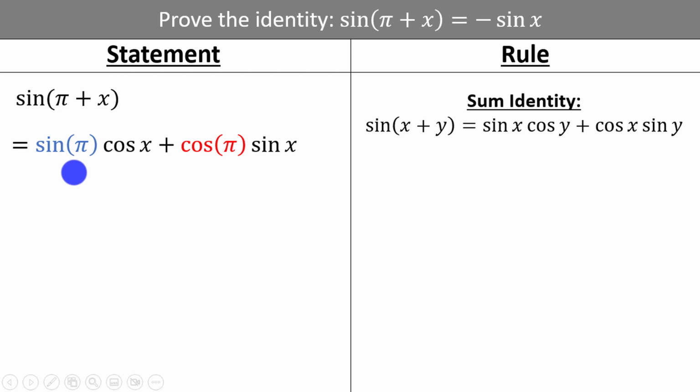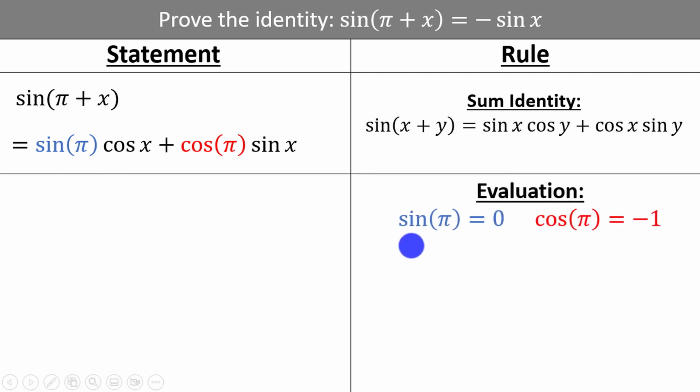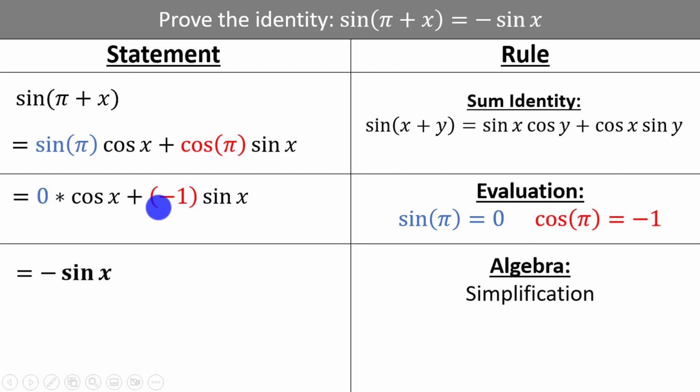At the angle pi on the unit circle, the y-coordinate, or sine, is equal to 0, and the x-coordinate, or cosine, is equal to negative 1. Plugging those values into our problem, we have 0 times the cosine of x plus negative 1 times the sine of x. 0 times the cosine of x is just 0, and negative 1 times sine of x is just negative sine of x. At this stage, we have matched the right-hand side, so we are finished with our proof.